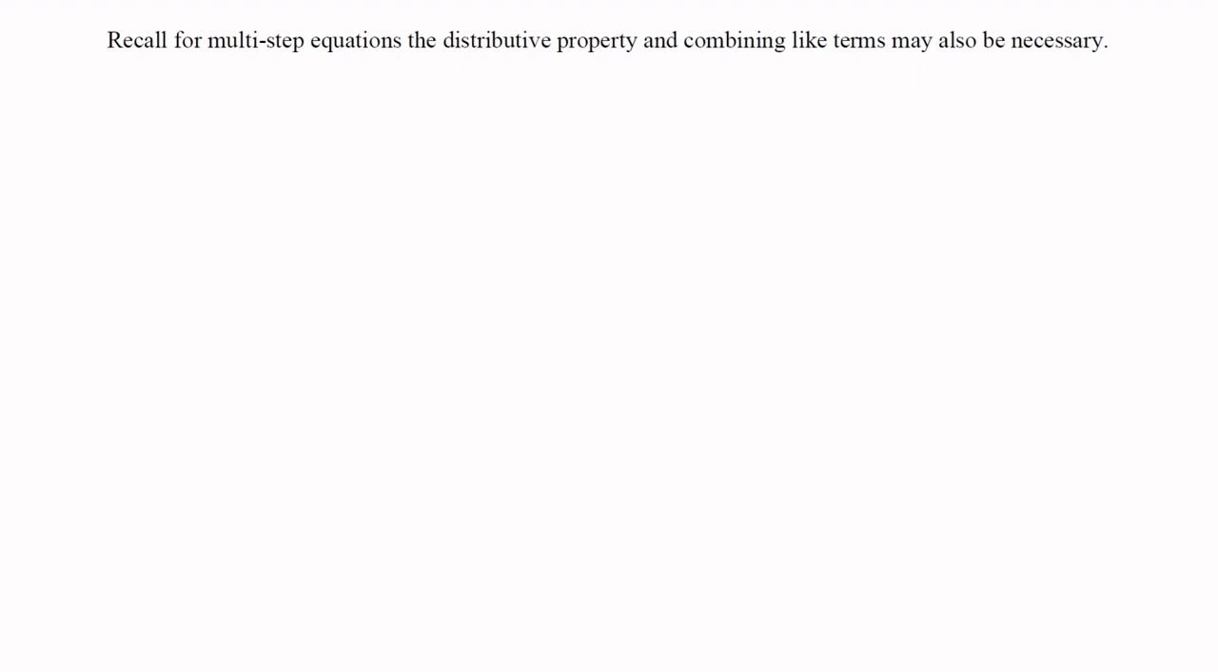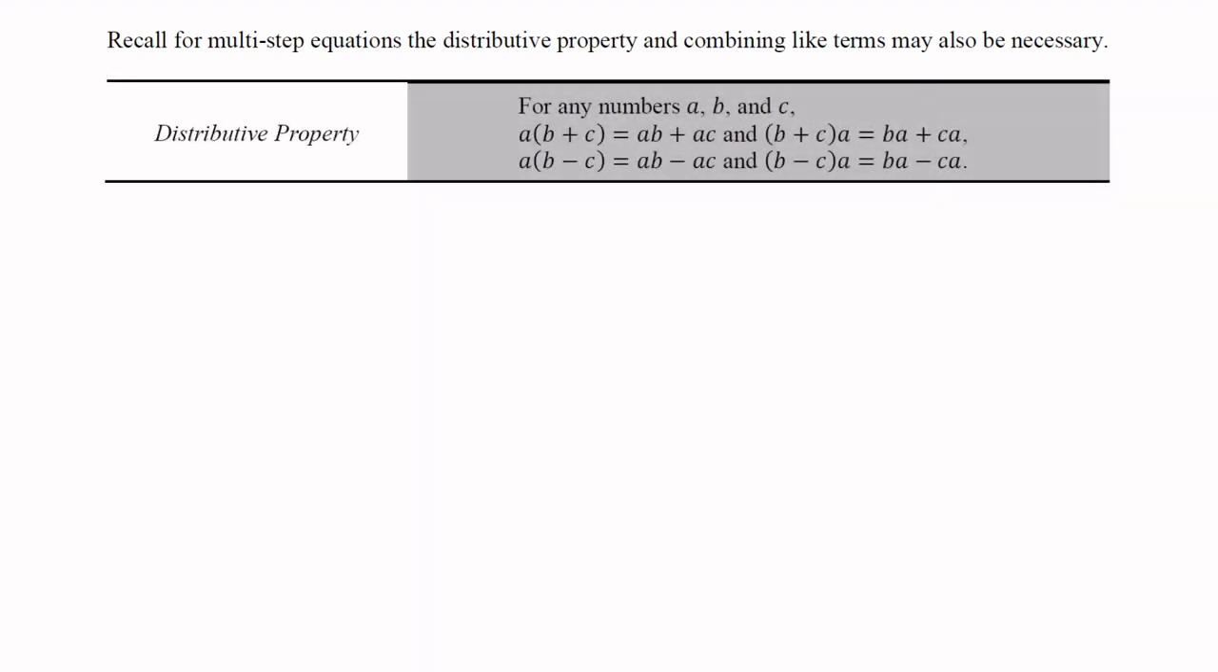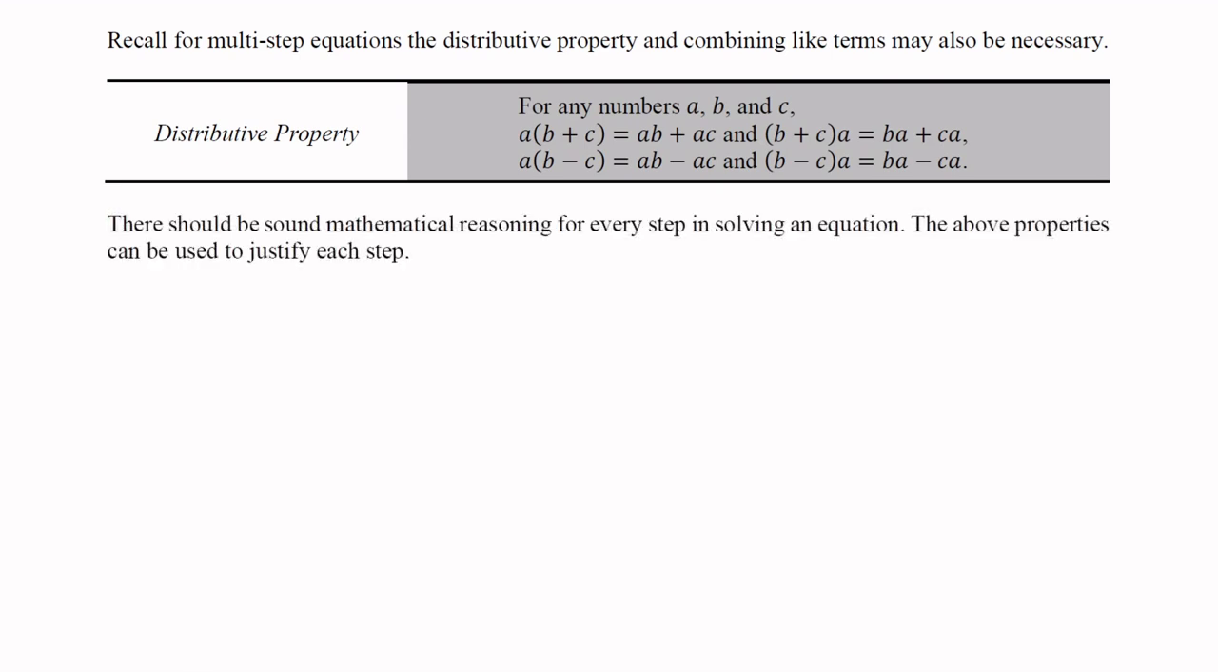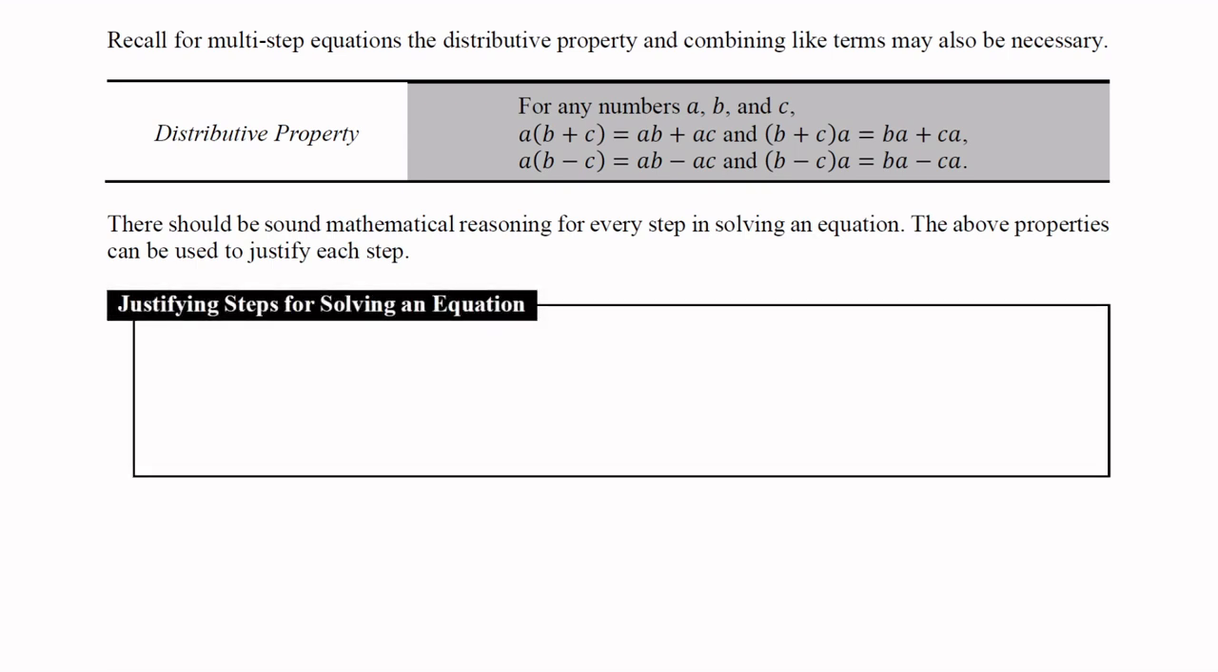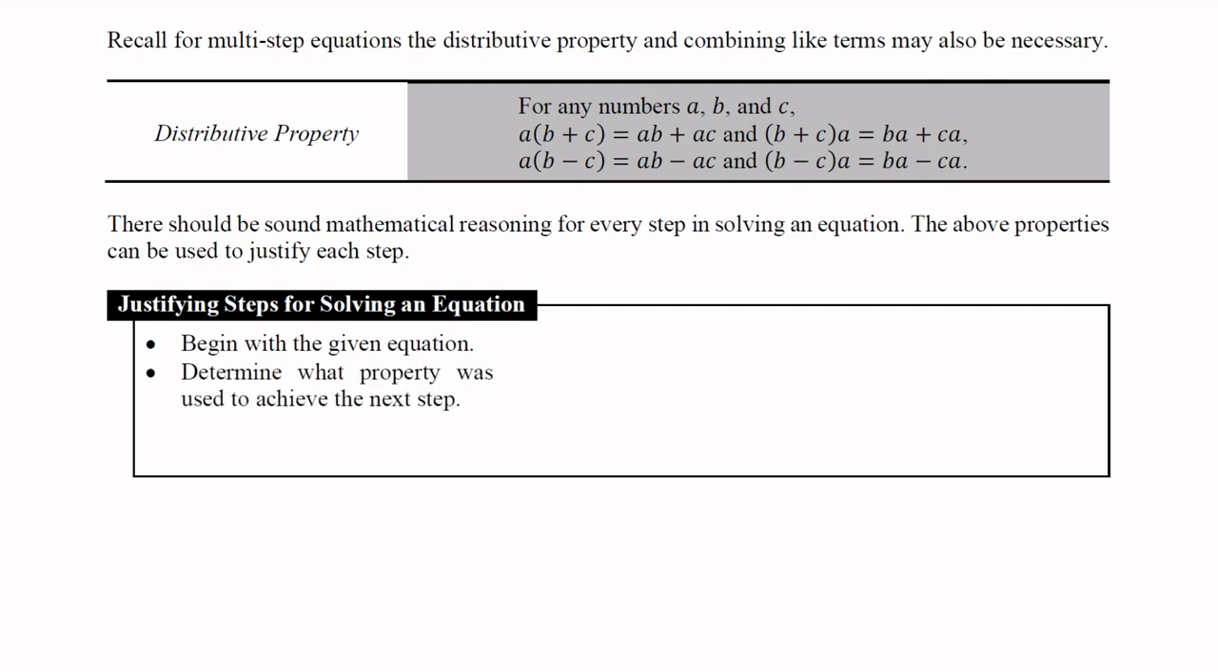Recall for multi-step equations, the distributive property and combining like terms may also be necessary. So here's a reminder of the distributive property. There should be a sound mathematical reason for every step in solving an equation. The above properties can be used to justify each step. So to justify steps for solving an equation, you're going to begin with the given equation. You're going to determine what property was used to achieve the next step, and then you'll repeat the process until reaching the solution for the equation.